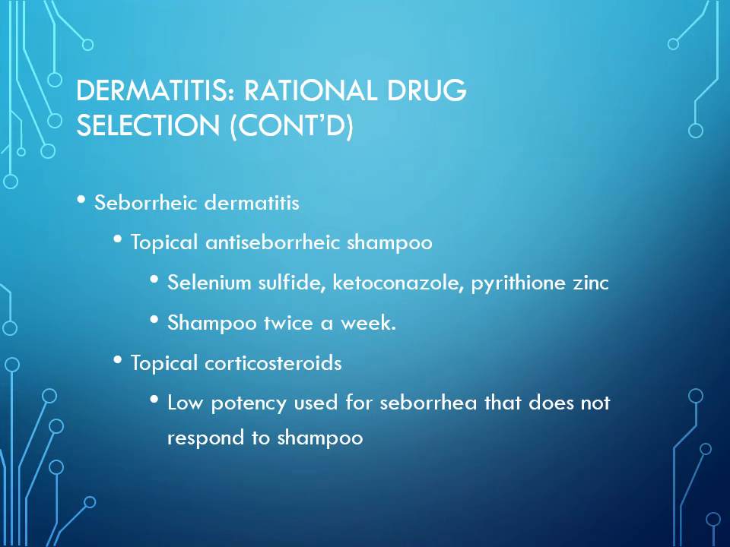Another type of dermatitis is seborrheic dermatitis. There are anti-seborrheic shampoos that are used topically. Again, selenium sulfide can be used for this, as well as ketoconazole. Generally, you tell the patient to shampoo twice a week. You can also use topical corticosteroids to treat seborrheic dermatitis when it's on the skin. And generally, we use a low potency corticosteroid if the patient does not respond to shampoo alone.